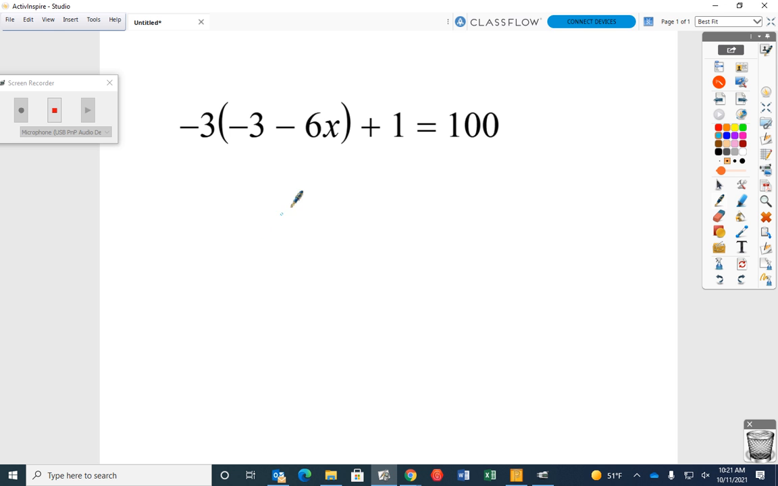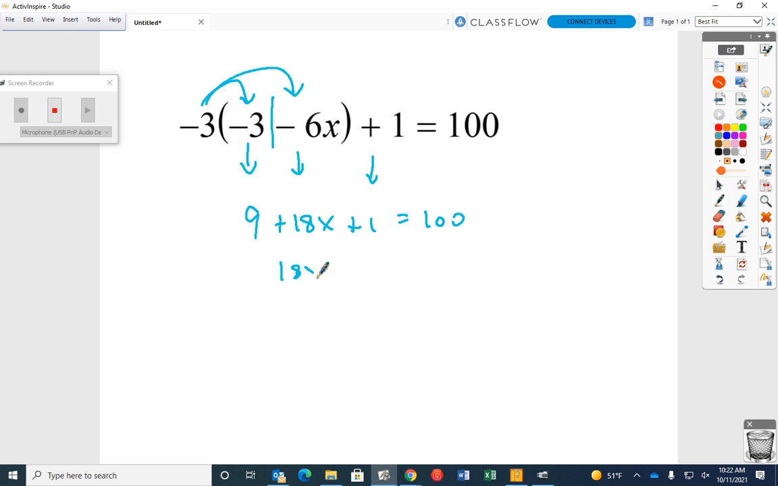Distribute. Good. So let's separate these terms. What's negative 3 times negative 3? Positive 9. Do I have to put the plus in front of it? No. What's negative 3 times negative 6x? Do I have to put the plus in front of it? Yeah. So plus 18x. Did I do anything with this? No. So what do I do? Just bring it down and bring this down. Now, when I look over here, can I combine 9 plus 1? Yes. And what is that? 10. So now I have 18x plus 10 equals 100.